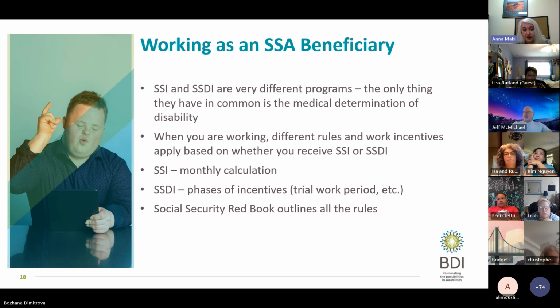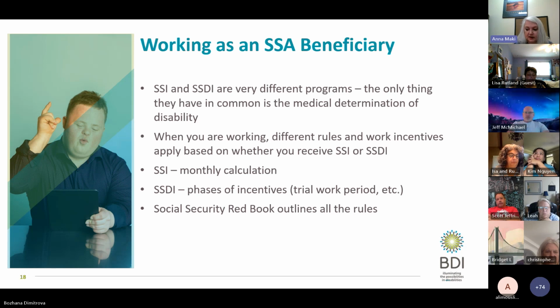If you have SSI, it's a monthly calculation. So we would look at impairment related work expenses. We want to make sure that we're reporting each month. There's a lot of rules that you need to follow as it relates to working as a Social Security beneficiary.